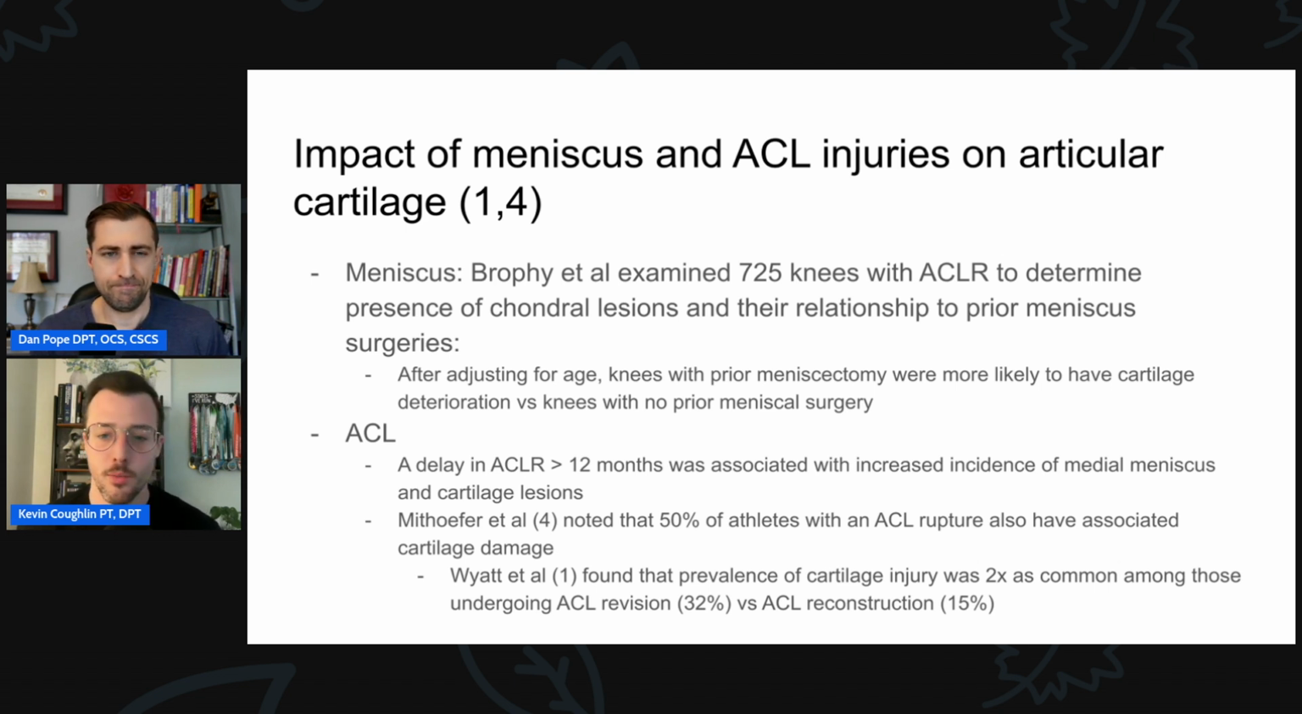So I know when we did our series on the meniscus, if it's in a repairable spot and the surgeon can repair it, I think that's always the best choice, because I think it can even lead to other issues, not necessarily just a worsening meniscus tear, but it can lead to damage to the cartilage. So if we can preserve these structures in the joint, it's probably better all the time if we can. And then in terms of the ACL, a delay in ACL reconstruction greater than 12 months was associated with increased incidence of medial meniscus and cartilage lesions.